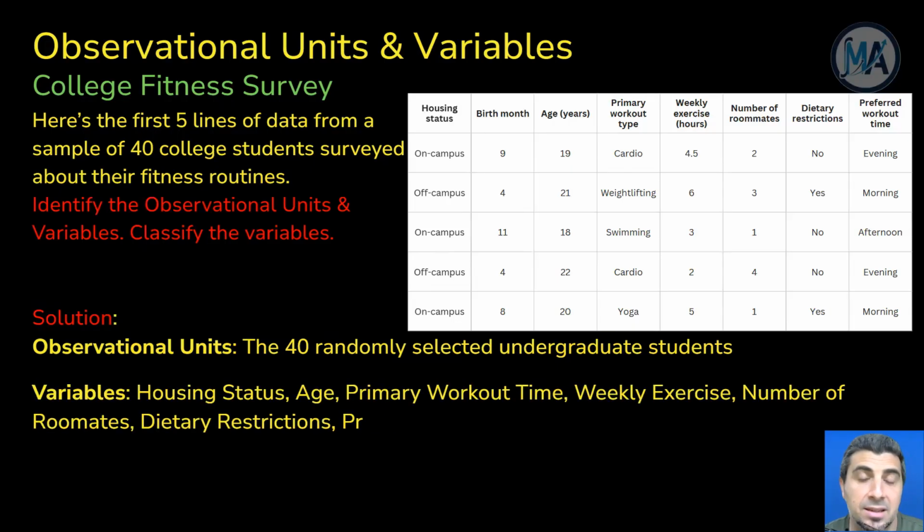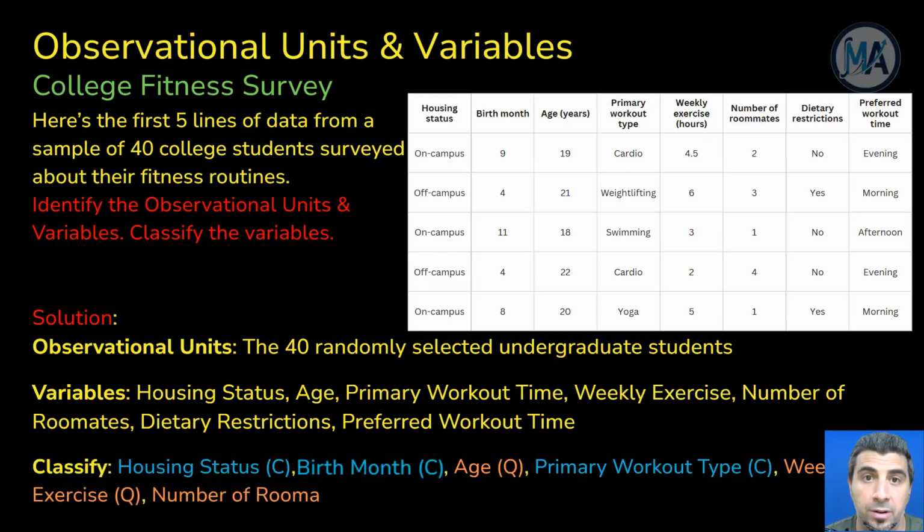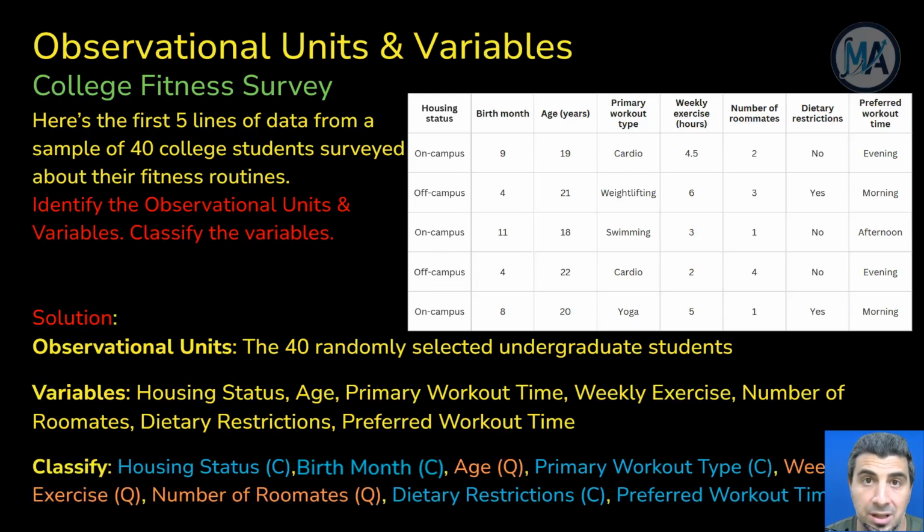But the AP exam loves to test if you can classify variables as categorical or quantitative. Categorical variables place individuals into groups like housing status, workout type, dietary restrictions, and preferred time. Quantitative variables are numerical measurements where taking an average makes sense, like age, weekly exercise hours, and number of roommates.